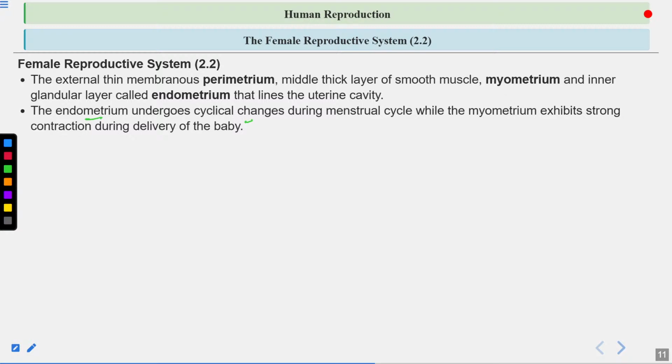And when the level of progesterone decreases, the endometrium thickness also decreases, and it becomes so thin that it undergoes shedding. There is a shedding of the endometrium. Now this was about the endometrium. Now the myometrium. Myometrium is made up of smooth muscles. Because of the presence of smooth muscles, they exhibit strong contraction during delivery of the baby.